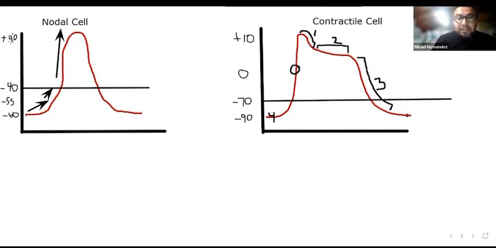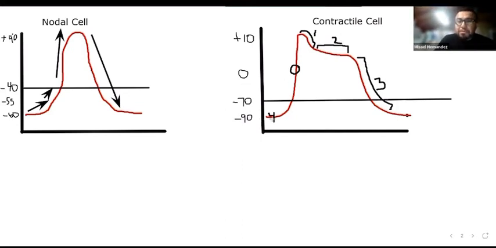Once it hits positive 40, we're done with the depolarization. And then the potassium channels open and the other positive cation channels close, and that's when you have the repolarization. And then, of course, it returns to its relative resting membrane. That's the action potential for the nodal cells. And in the contractile cells, that's the one that has the phases, the 4 or 5 phases. So we go like this. It's 1, 2, 3, 4, 5 phases.